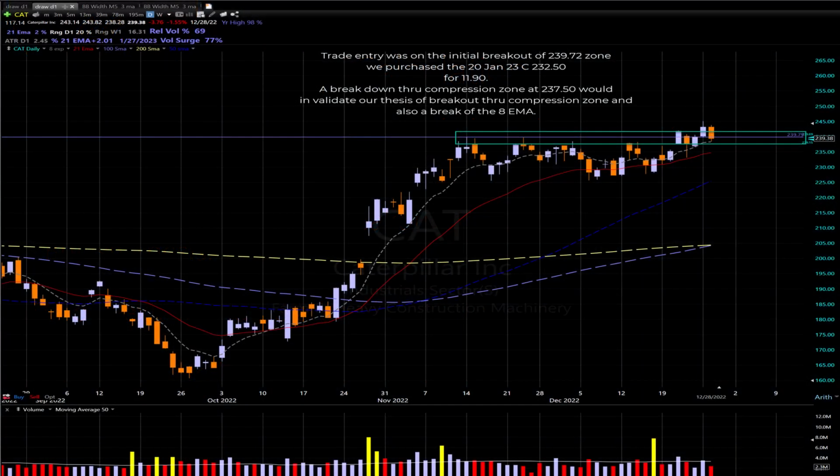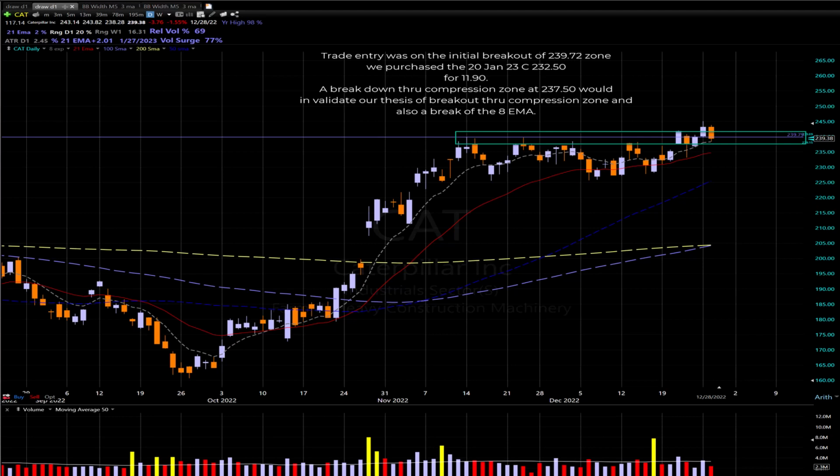All right, now let's look at the chart real quick and put everything together. So our trade entry on the initial breakout of 239.72, the zone, we purchased the January 23 calls, 232.50 strikes for 1190. A breakdown through the compression zone, the bottom of the compression zone is at 237.50. That would invalidate our thesis of a breakthrough of the compression zone, and also a break of the 8 EMA.